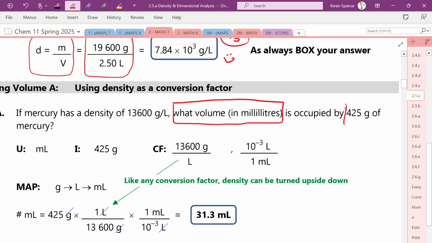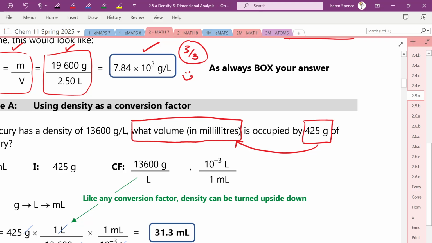Now, you may have noticed on your quiz that you got back last day, for many of you, I went like this, and I went like this, and I went like this. Why did I do that? I did that because this is your unknown. How do you know this is your unknown? Because we don't know what it is. It's got the question word. That's our unknown. What volume is occupied by 425 grams? Those two things are connected. Yes? And the initial is connected to the unknown. Okay? So if you're solving these kind of problems, you can say, oh, what volume is, oh, there's my initial, it's connected.